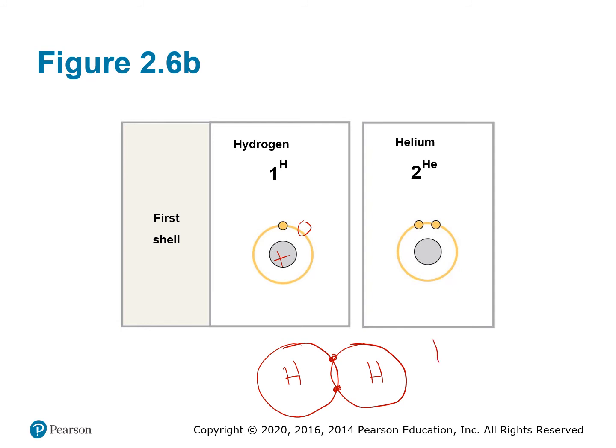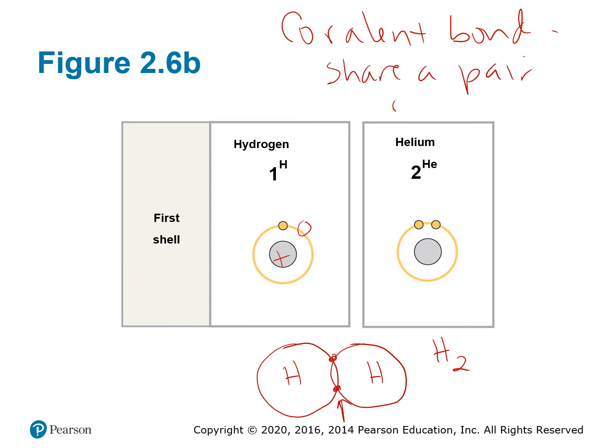So hydrogen gas in the atmosphere is found as H2, which is another way to represent this, with these 2 hydrogen atoms sharing this pair of valence electrons. That sharing is called a covalent bond, which is sharing a pair of valence electrons.